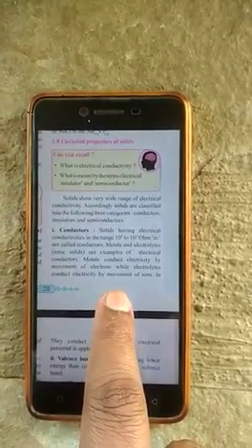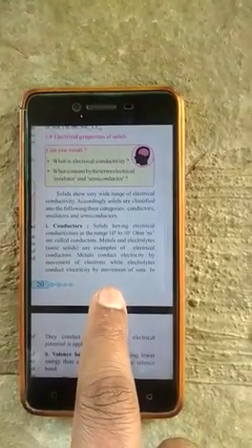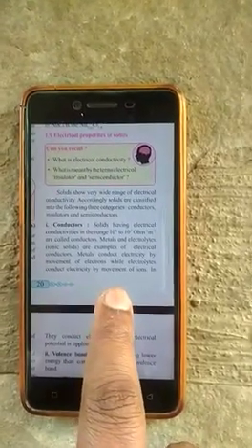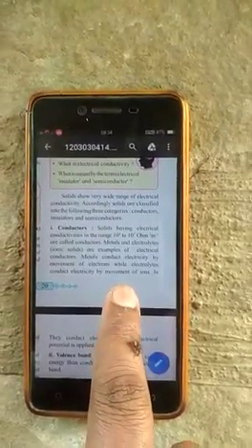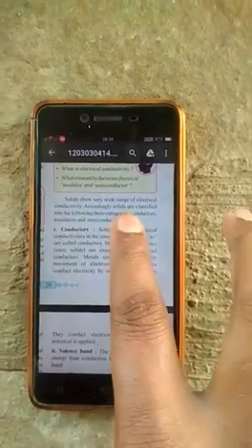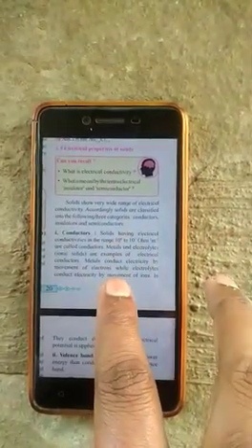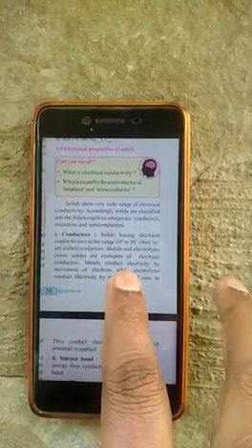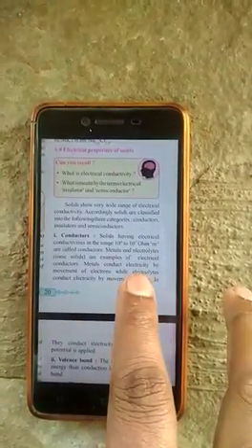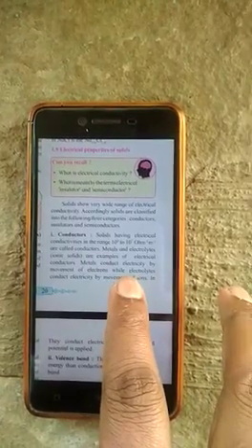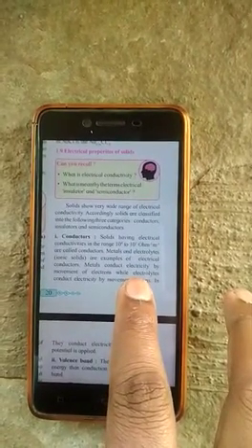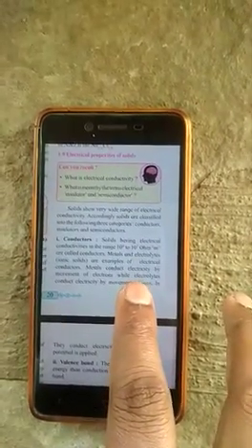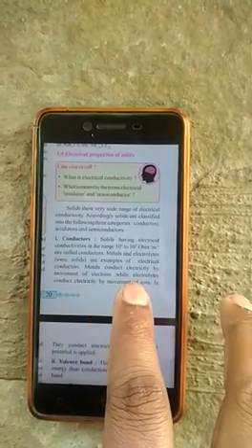First lesson, our first part of first lesson, solid state. Some points remain, so we discuss here some points of the first lesson. Solids show electrical properties. In this point, solids show a very wide range of electrical conductivity. According to this, solids are classified into the following three categories: conductors, insulators and semiconductors.